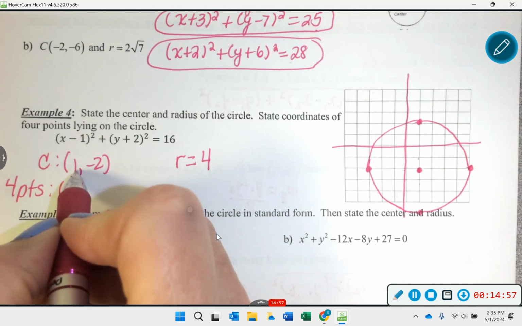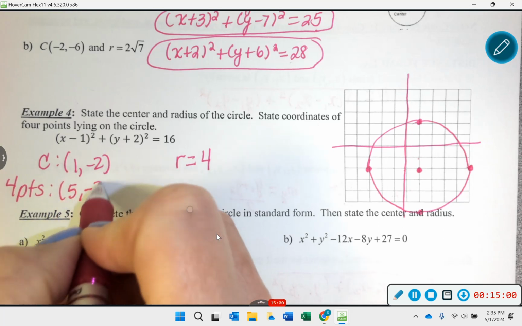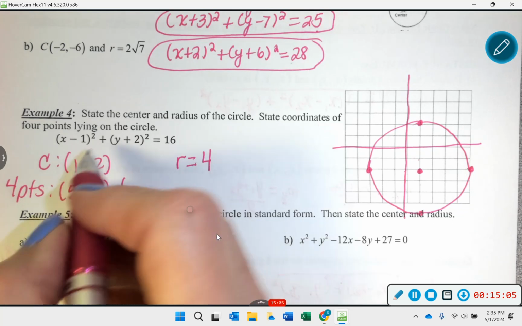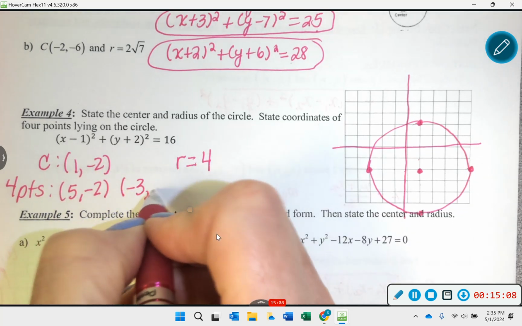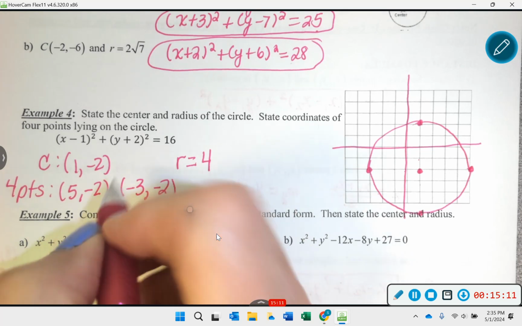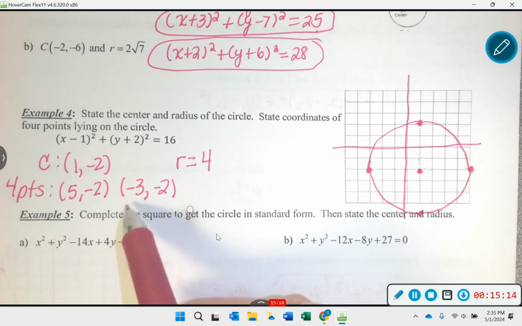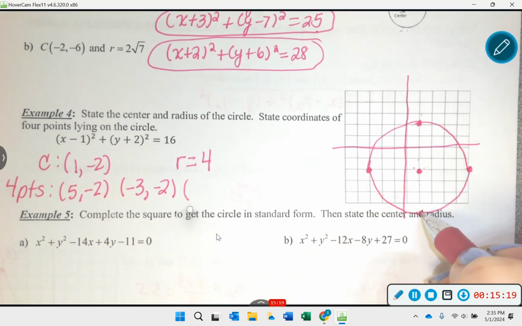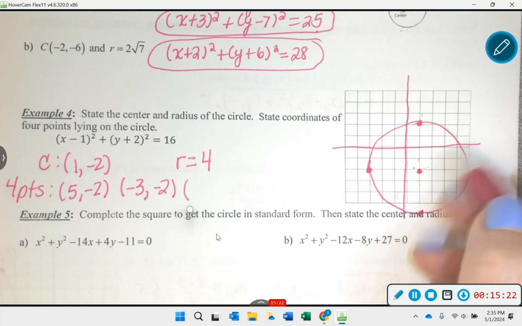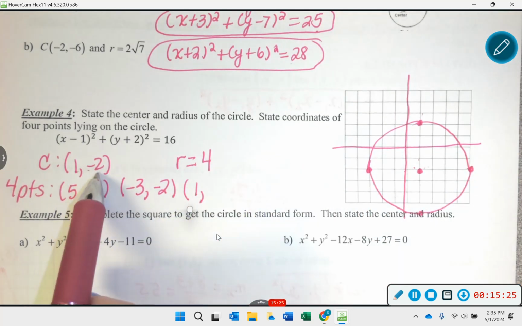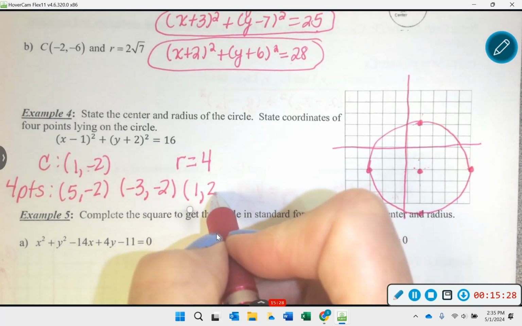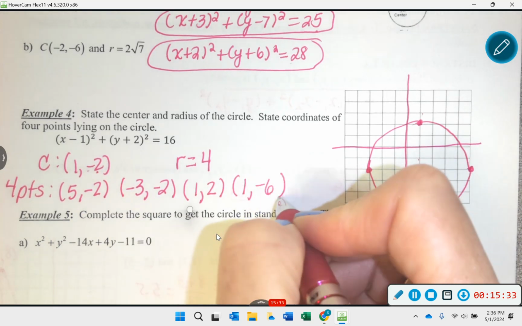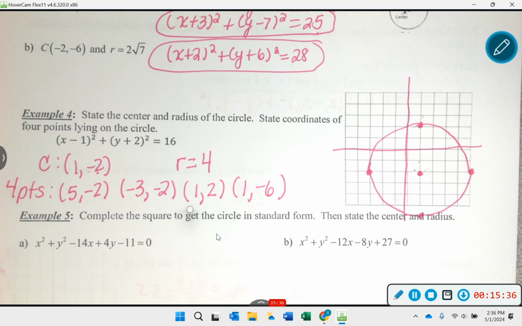Okay, so I went to the right 4. That means I'm going to add 4 to 1. So 5, -2. Then I went to the left 4. So that means I'm going to subtract 4 from 1. That's -3, -2. Y doesn't change when I move to the right and to the left. Y stays the same. What about when I go up and down? What's going to stay the same? The X. So X stays the same, and I went up 4 to 2. X stays the same, and I went down 4 to -6. Those would be 4 points that lie on the circle.